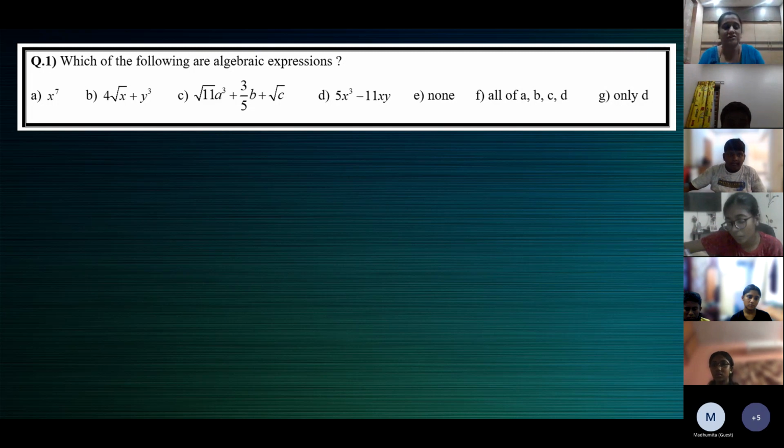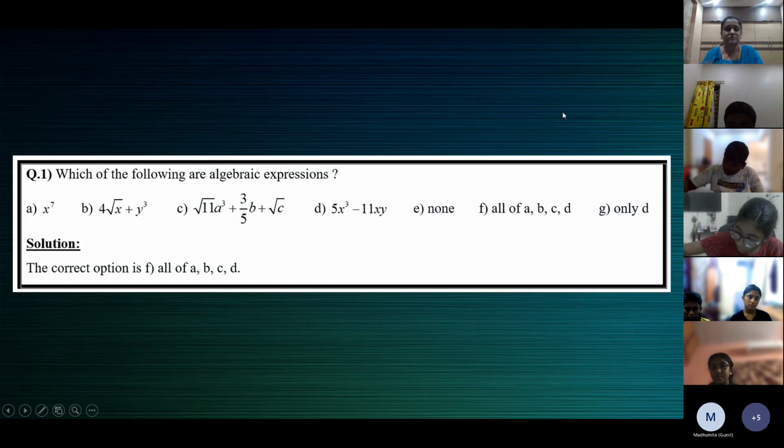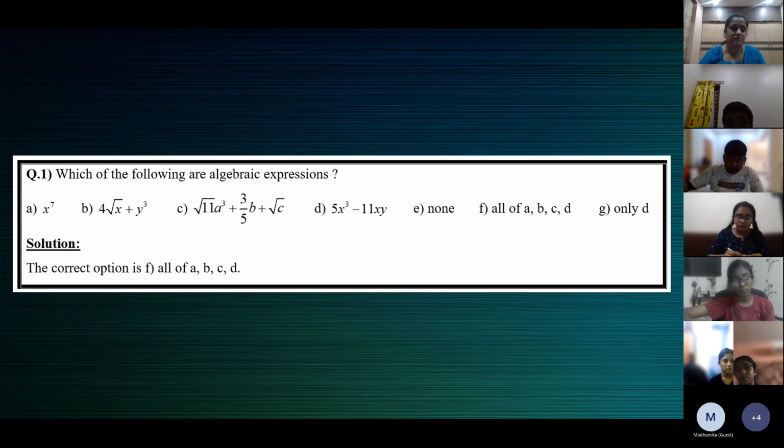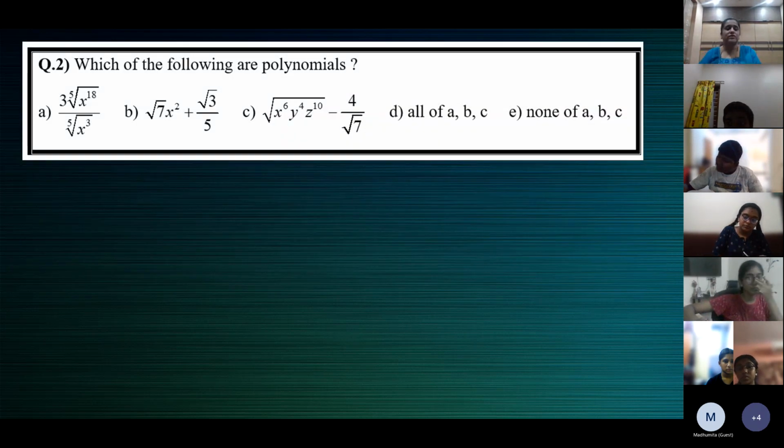these are algebraic expressions. The option in C also is an algebraic expression. D also is an algebraic expression. So the correct option is F, all of A, B, C, and D. All these expressions in A, B, C, and D are algebraic expressions. This is the next one.